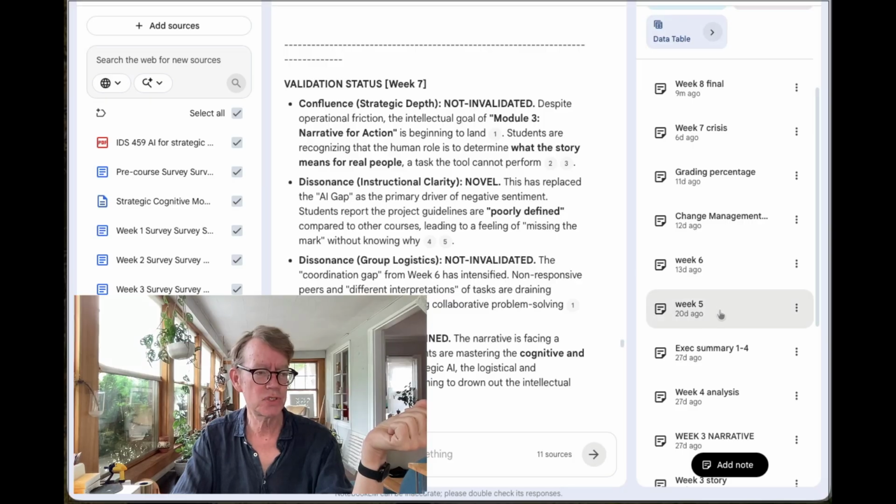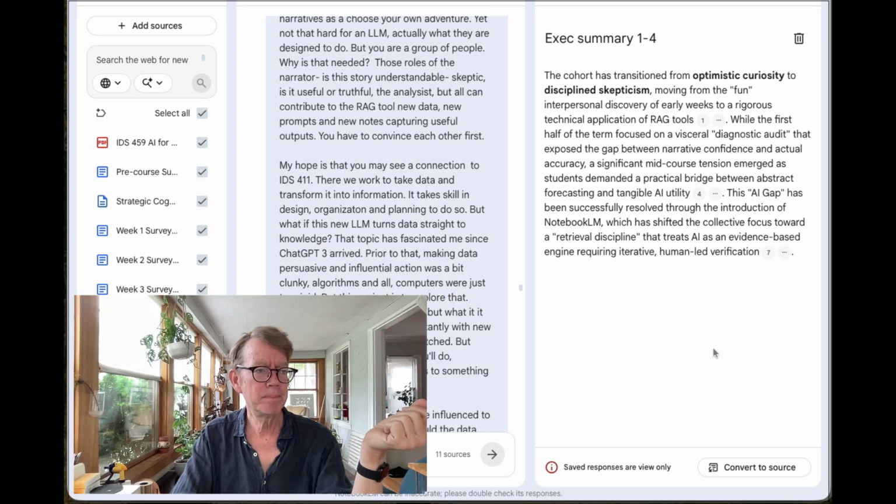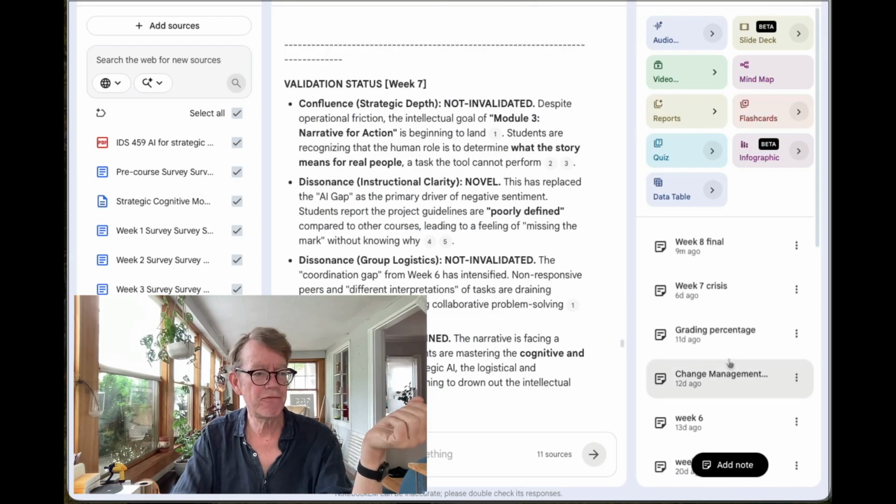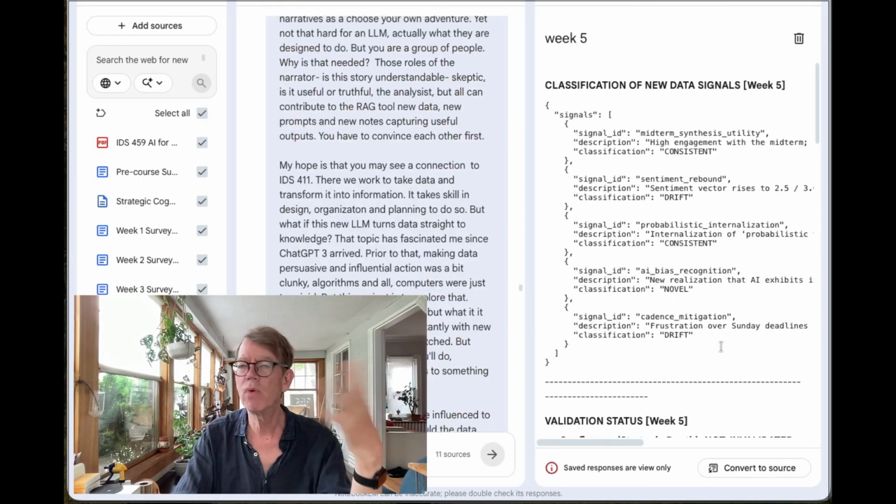I think as we get to the cohort, it has transitioned from optimistic curiosity to disciplined skepticism. The early weeks made you a little more skeptical of these tools, which is exactly my point. Don't be fooled. They are just confluence engines. They will do, in a sense, kind of what you ask them to do. So it seemed as though as we get into week five, you're starting to see what they can do.